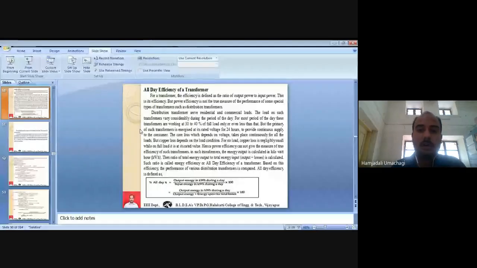See this window now. In the examination, they will ask, write a short note on all day efficiency of a transformer for 5 marks, or else they may ask problems based on the all day efficiency of a transformer. So today, 15 minutes.